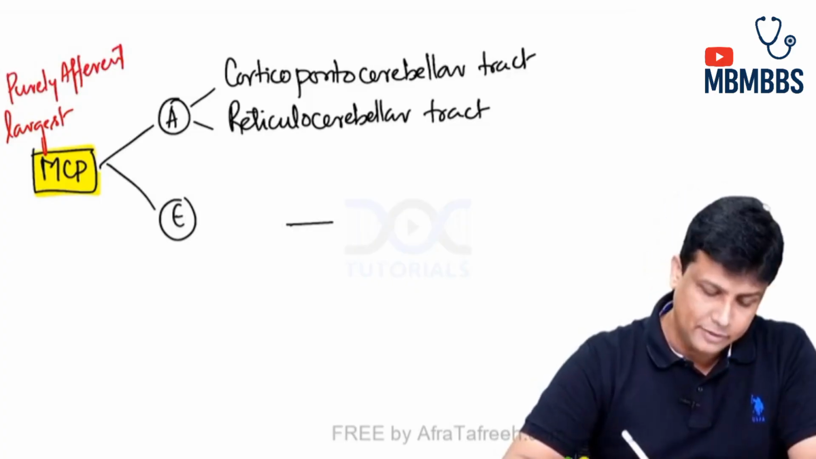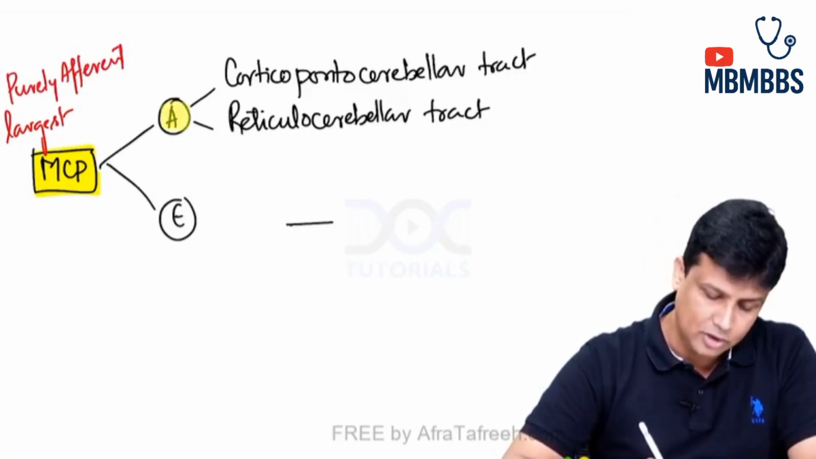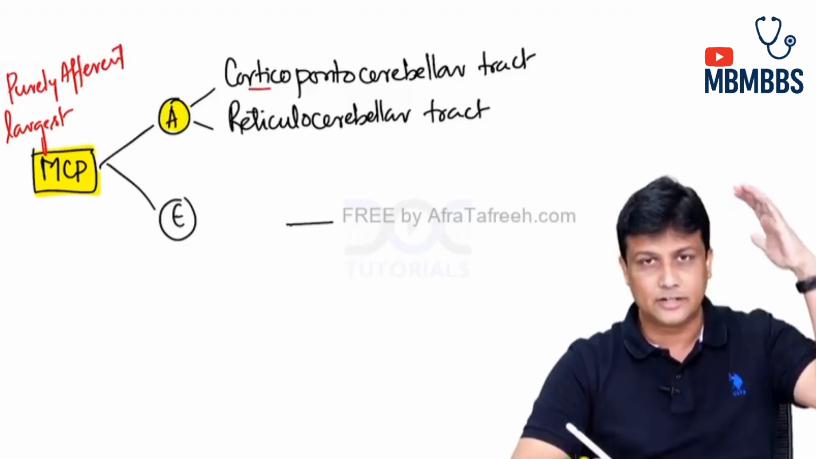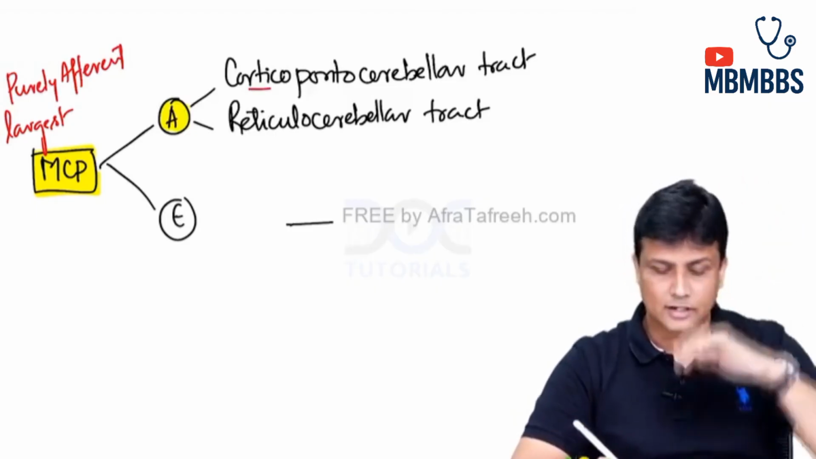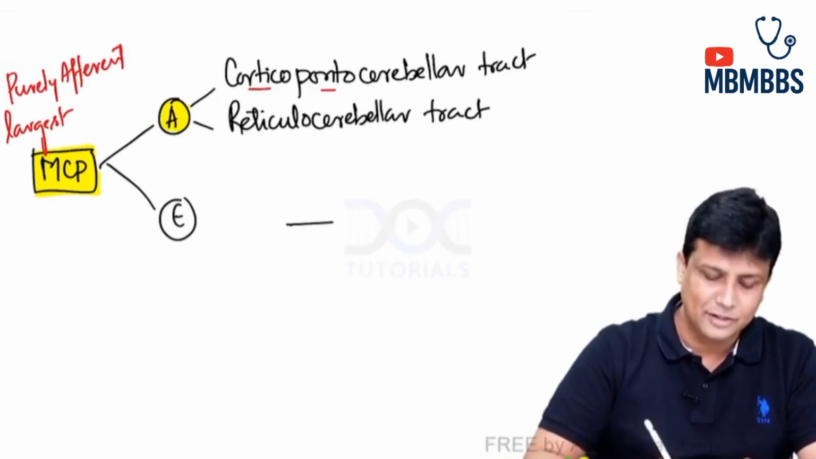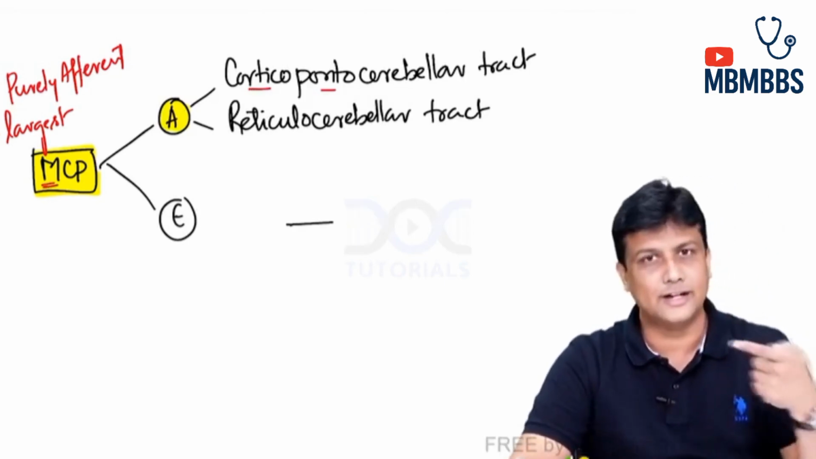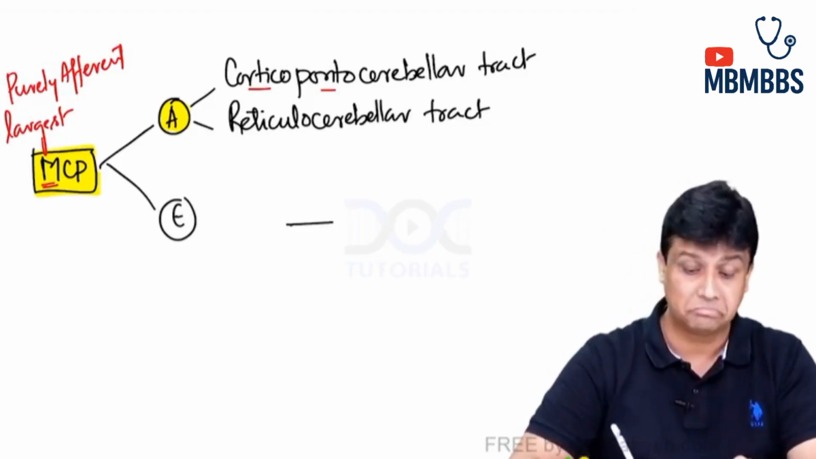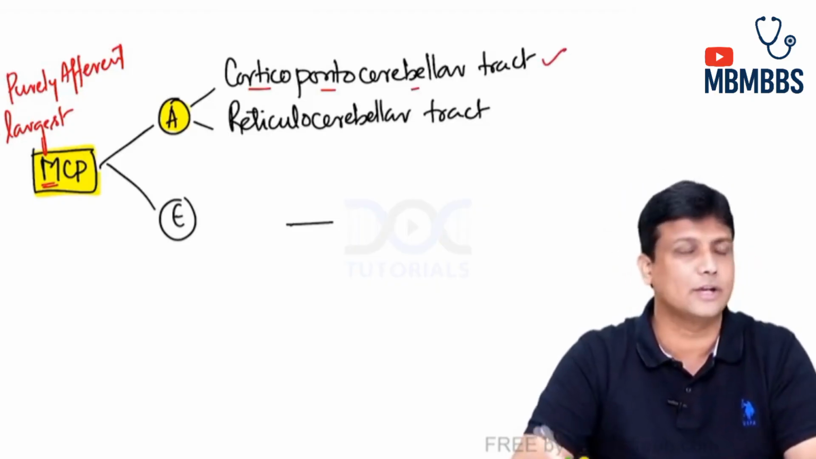And the most important afferent tract here is the cortico-pontocerebellar tract. It is from the cortex, understand the meaning here. It comes down from the cortex to the pons, and from the pons, obviously, since we are learning about the middle cerebellar peduncle, the middle one is connecting the pons with the cerebellum. So, the cortico-pontocerebellar tract. Extremely important. You have to remember this one, guys.